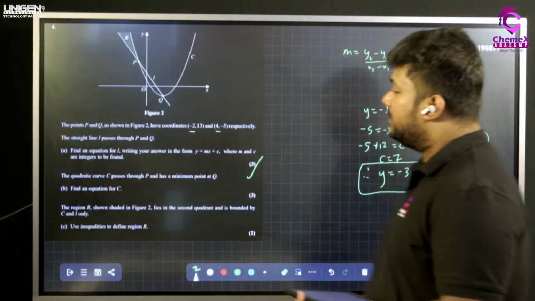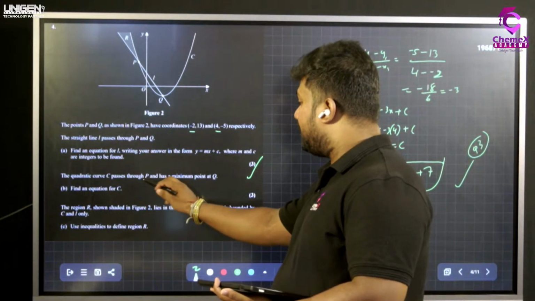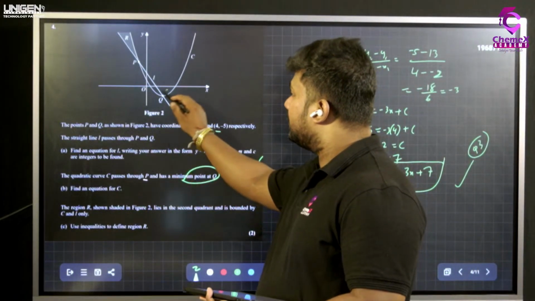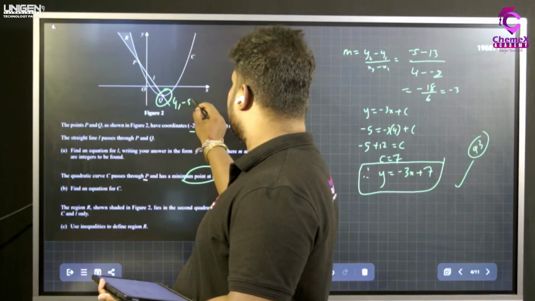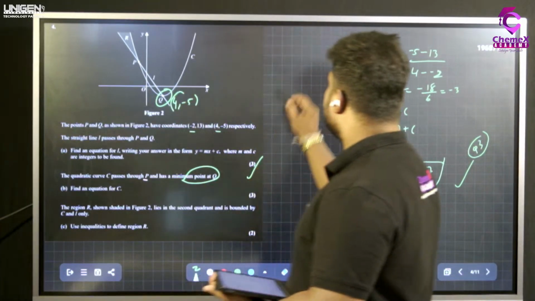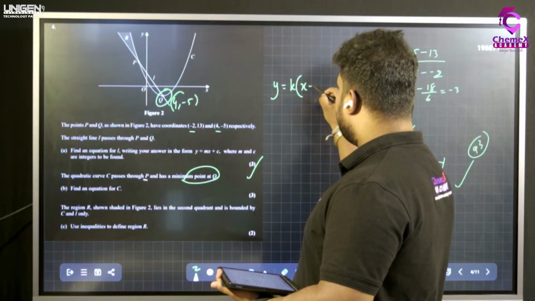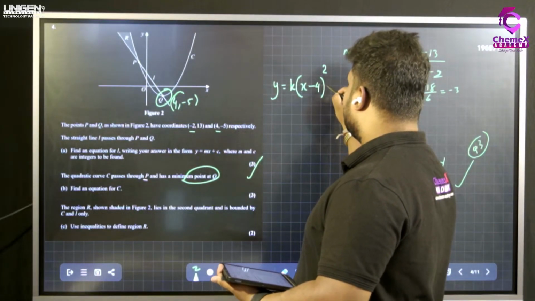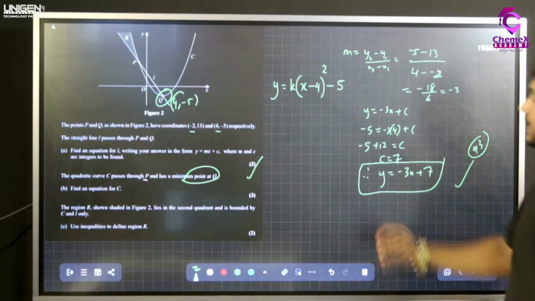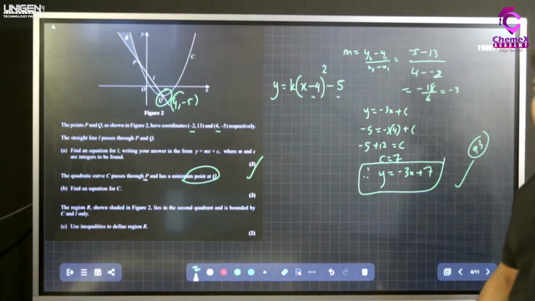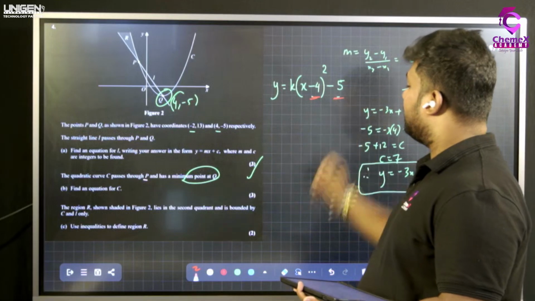So part B, find the equation of C. Quadratic curve C passes through P and has a minimum value at Q. Q is the minimum, so what's the Q coordinate? (4, -5). Now you know in completing the square, y equals k bracket x minus 4 squared minus 5. Why did I write it like that? Because in completing the square we get the opposite value of this and this as the turning point. This is the opposite value, this is the same value as -5.